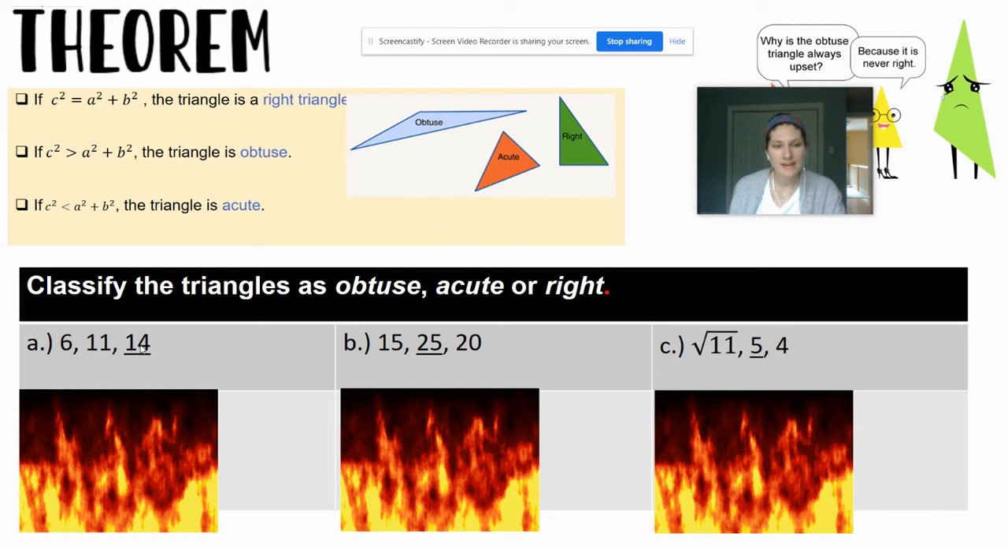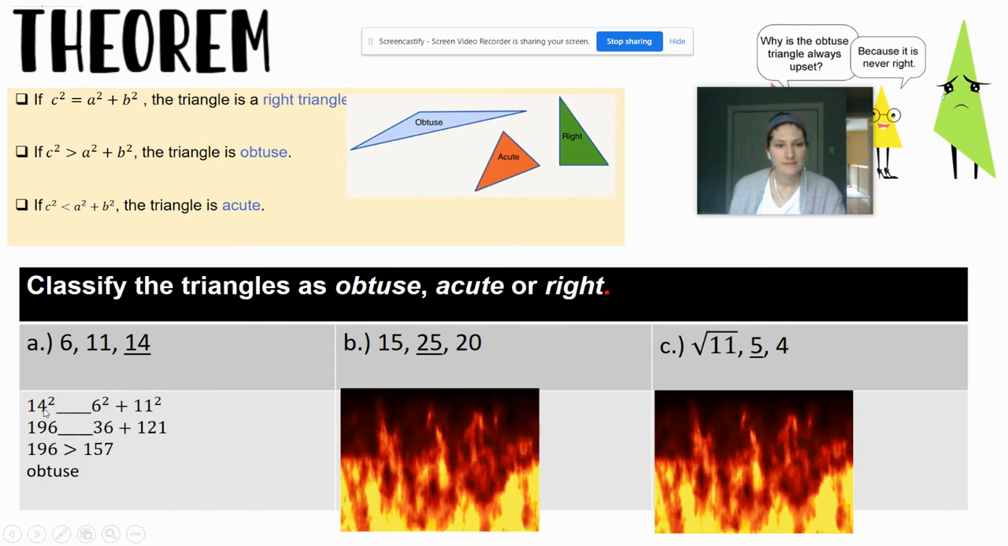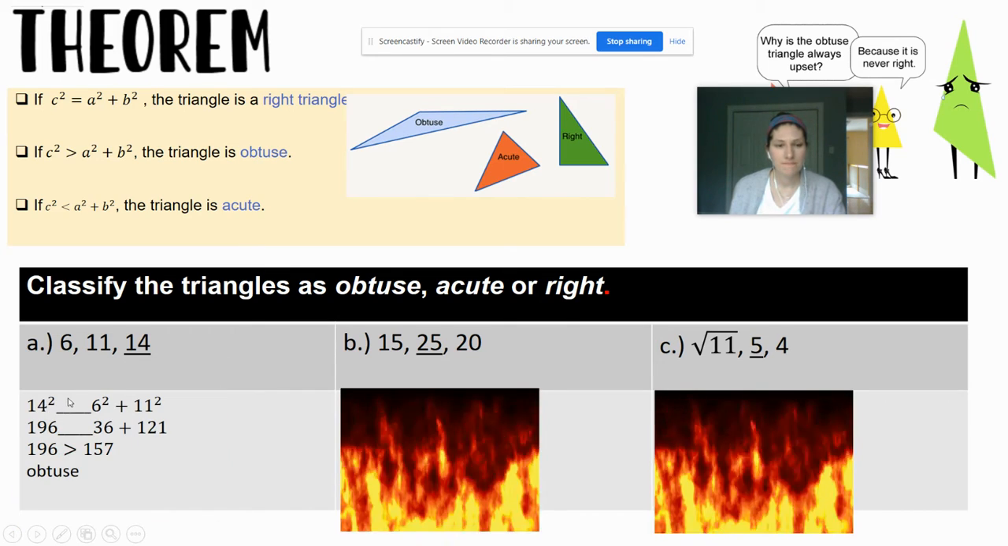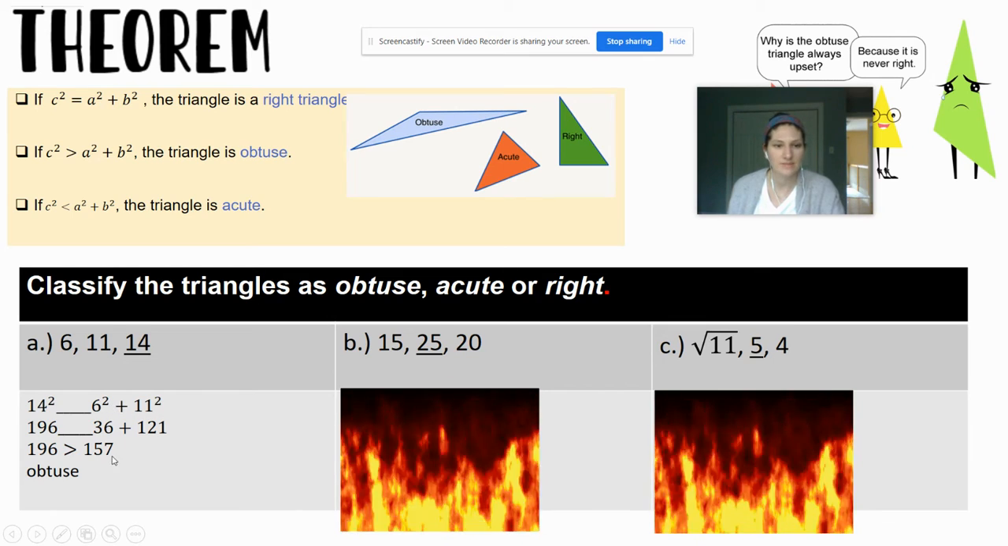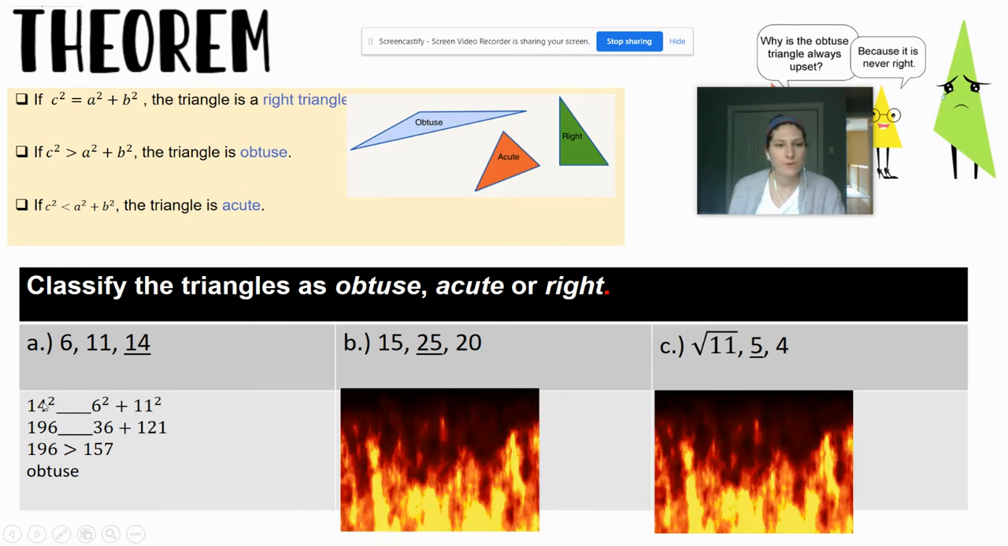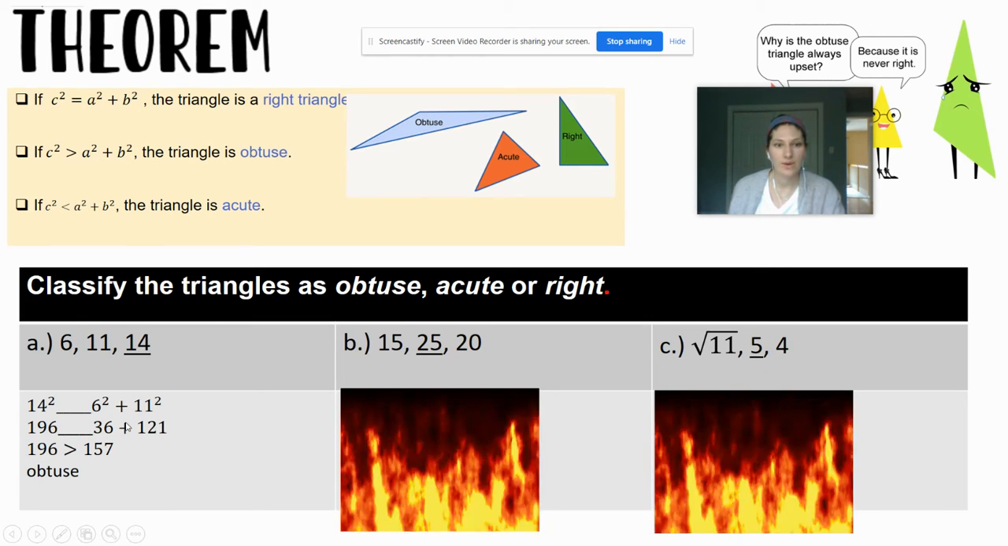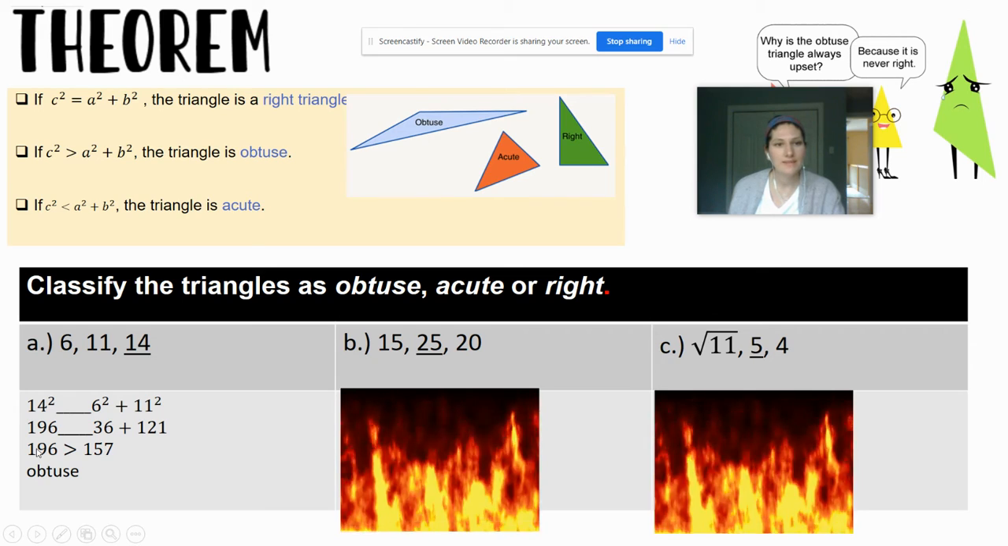For part A, I underlined the biggest number. So I'm going to do 14 squared. And then I'm going to think about, well, what are the other 2 numbers? What do I get if I square those numbers each and then add them together? So 14 squared, I get 196, and that is bigger than the other side of a squared plus b squared. So that means I have an obtuse triangle.